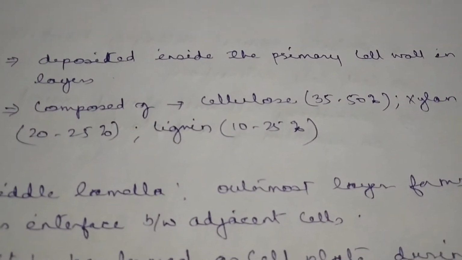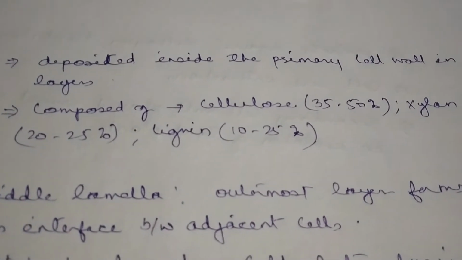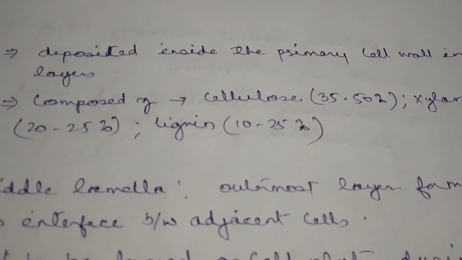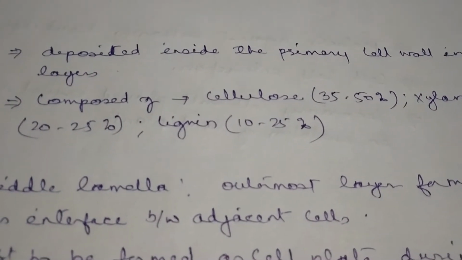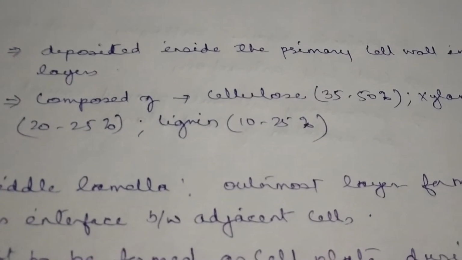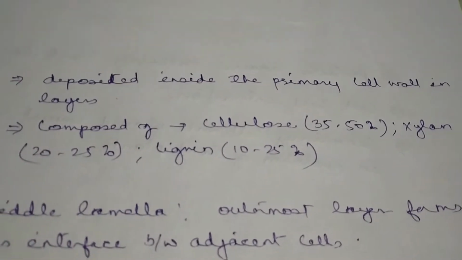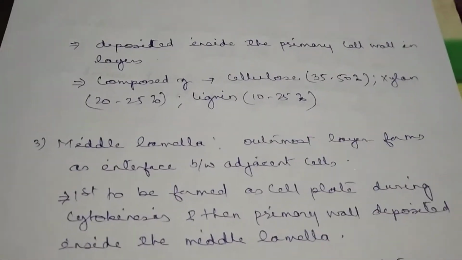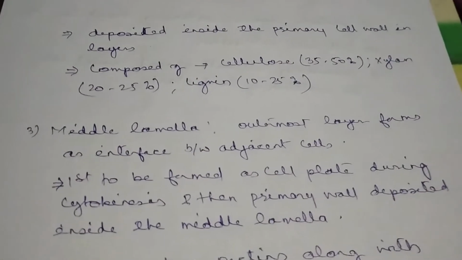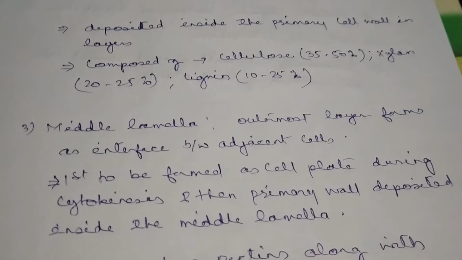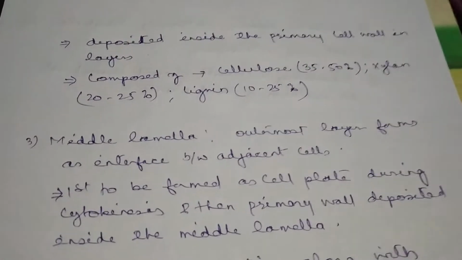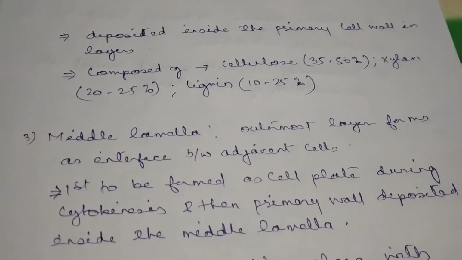cells. For example, we have tracheids, sclereids, fibers, so they need rigidity. So this lignin and xylans are added to the cell wall of these cells, so that they remain rigid. As we all know that xylem is responsible for transport of water from roots to the leaves and other parts of the plant. So they need rigidity.